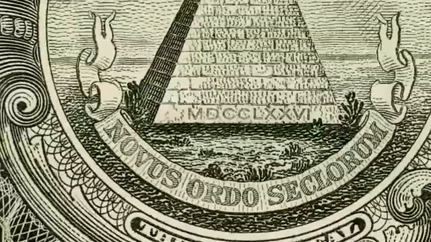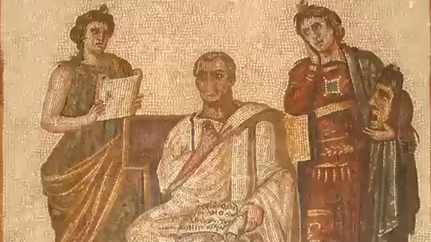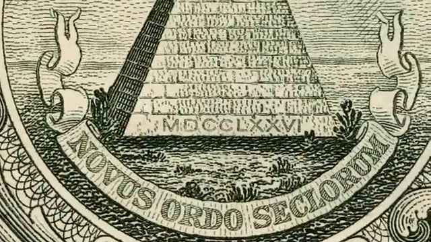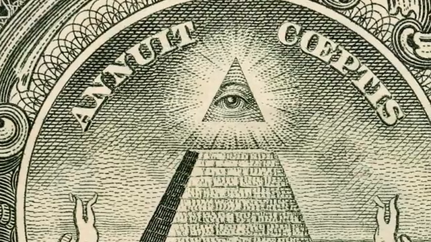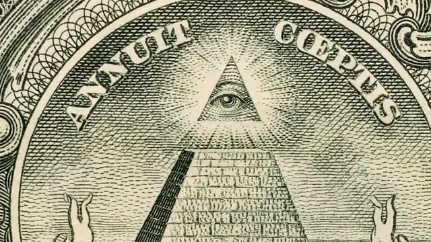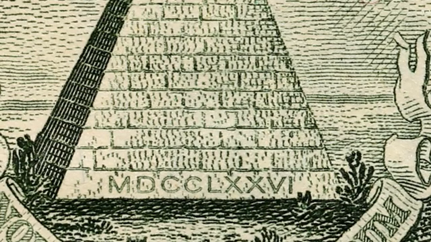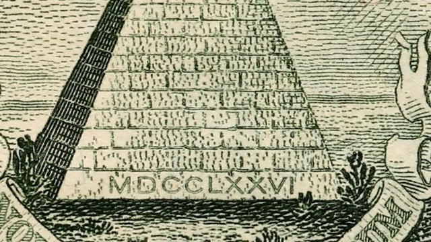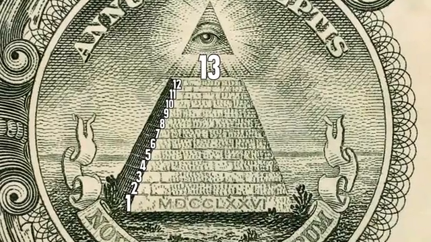Novus Ordo Seclorum sounds like a Harry Potter spell, but is actually a line from the ancient Roman poet Virgil, meaning a new order of the ages. Annuit Coeptis translates to "he has favored our undertakings," and that's a he with a capital H, if you know what I mean. The pyramid represents strength and durability, and at the foot of the pyramid are the Roman numerals for 1776, the year of the Declaration of Independence. There are 13 levels of the pyramid representing the original 13 colonies.